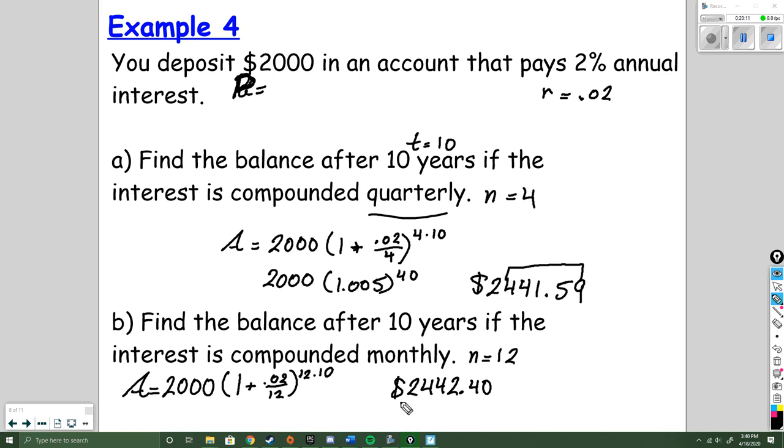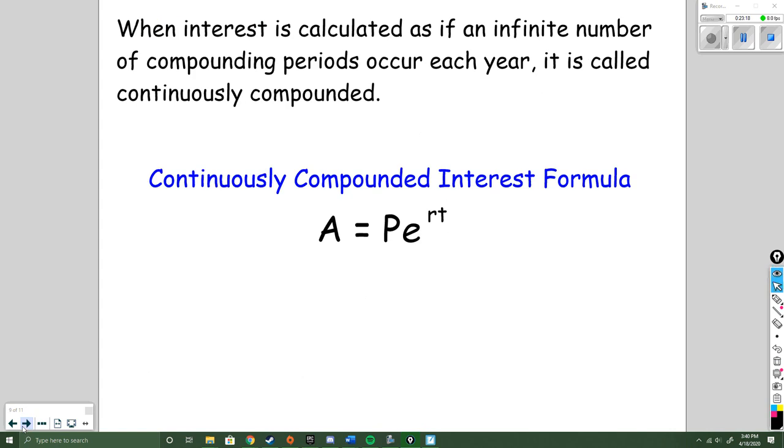Let's say we wanted something that was compounded, let's say, continuously. When something's compounded continuously, the interest is calculated as if an infinite number of compounding periods occur each year. That's what's called compounding continuously. So it's continuously tacking on that interest. How we could write that equation would be A equals P times e to the RT power.